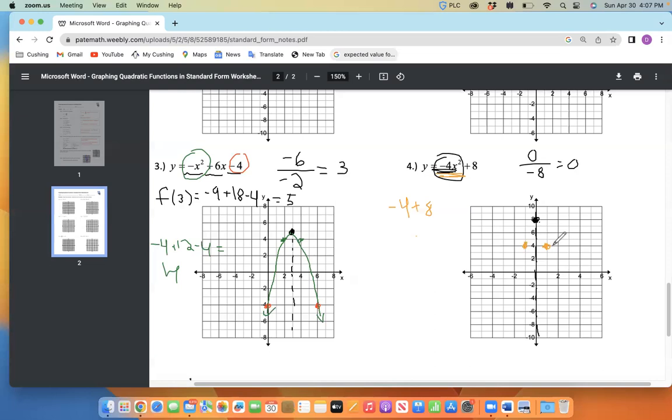This is probably enough, but you could also plug in 2 as well. 2 squared is 4. 4 times -4 is -16. -16 plus 8 is -8. So when x is 2, y is -8. That's pretty extreme. So right there, and mirror it.